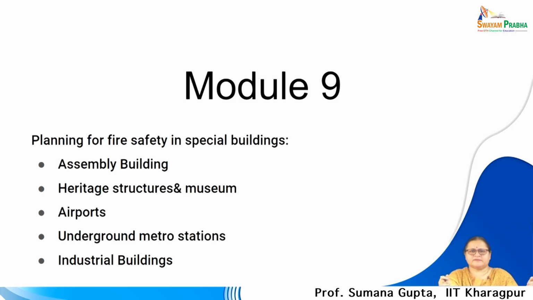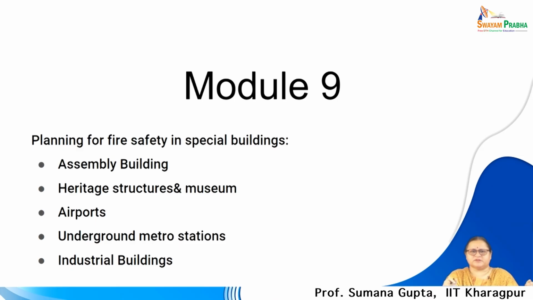Now, I have tried to bunch them like assembly building will have various buildings where assembly or gathering of people happens. Heritage structures and museums were actually either very old buildings or buildings where very old items are kept like sculptures or paintings or exhibits are kept. After which is the airports, which handles a lot of passengers, but also is a very expensive zone, and any loss in these kind of areas should be known how an architect should design or keep in mind.